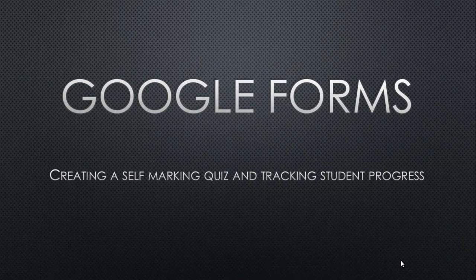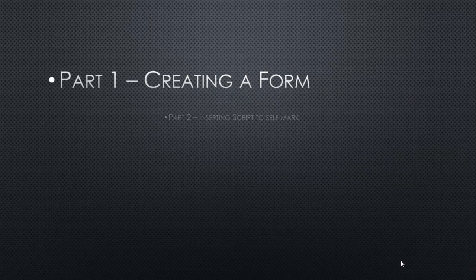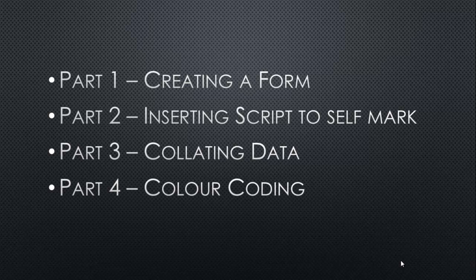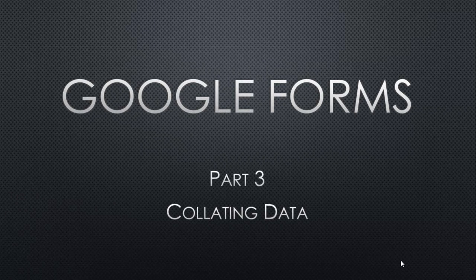Series of looking at using Google Forms to be able to get some data or mark some work, creating automatic marking forms, and then grabbing data from it so you can track your student progress. So we've done creating, inserting the scripts. Now we're going to look at collating our data, and then later on we're going to look at color coding. So this is part 3, which is collating your data. If you haven't seen part 1 and 2, you might want to jump back and have a look at them before you go to here.